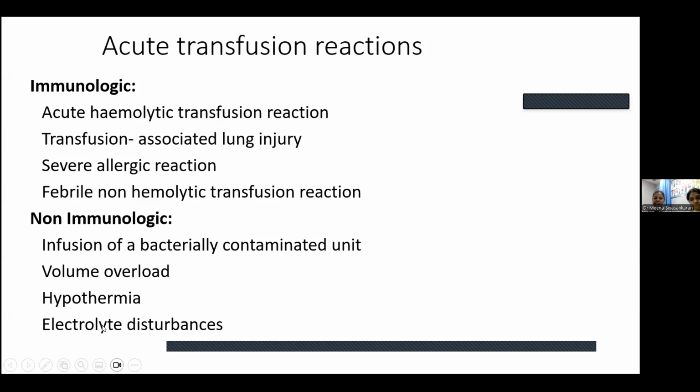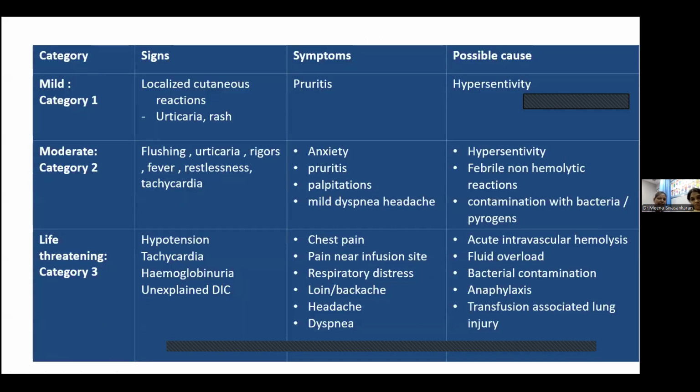In the next slide, we can see the allergic reactions. There are three categories: mild, moderate, and life-threatening. The first category is mild. The patient will have signs of localized cutaneous reactions, urticaria, and rashes. Symptoms: the patient will have pruritus. The possible cause is hypersensitivity.